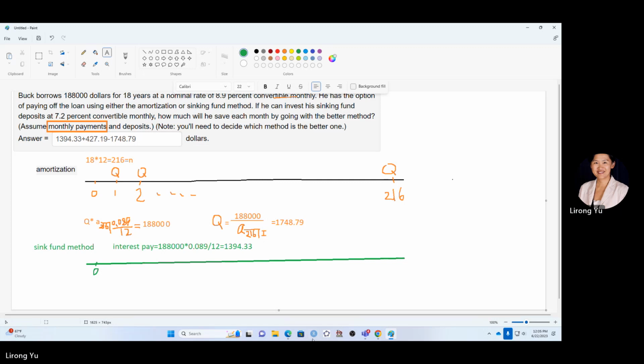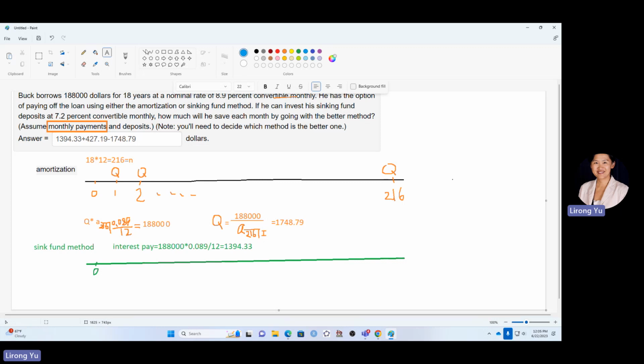All right. But then what about the principal? Well, we are saving it. The principal is 18800, and we're saving up enough money to make sure. So this is the interest payment. We actually pay this much every month. Now for the principal, we're saving in a different account.